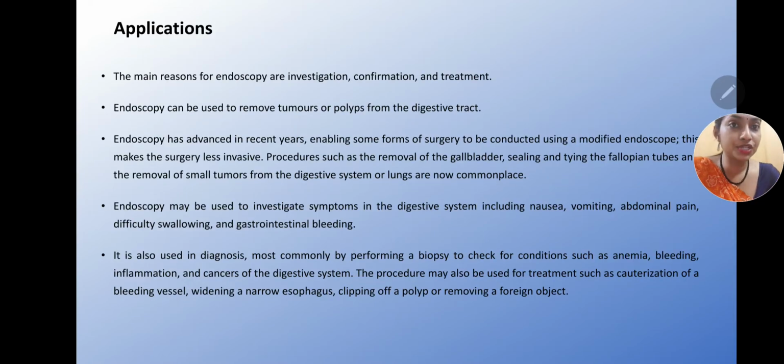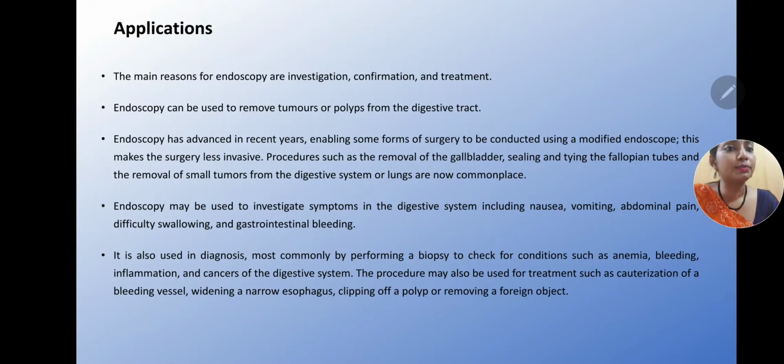Now, moving on to the applications. The main reason of endoscopy is to investigate, confirm and treat a disease or the problem. Endoscopy can be used to remove tumor or polyps from the digestive tract. Endoscopy has advanced in recent years, thereby it has enabled surgery also, which can be conducted with the help of endoscope by modifying the endoscope. So this makes the surgery less invasive, and procedures like removing gallbladder, tying the fallopian tubes, removing small tumors from digestive system and lungs are now very common.